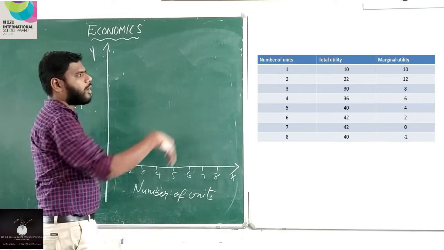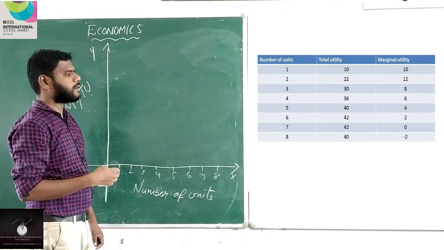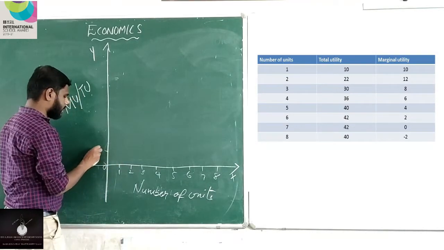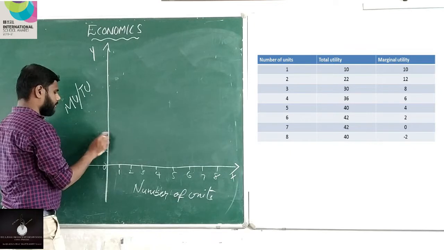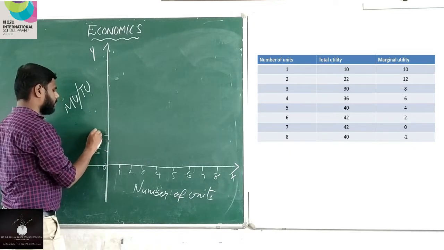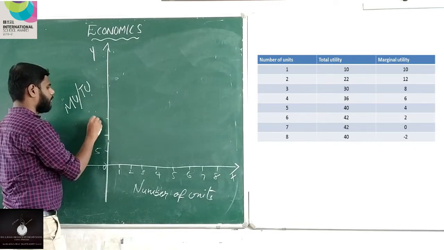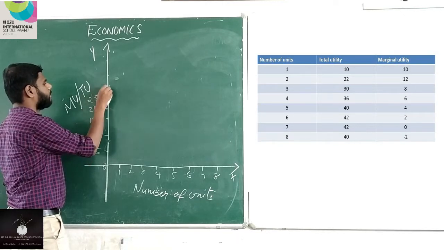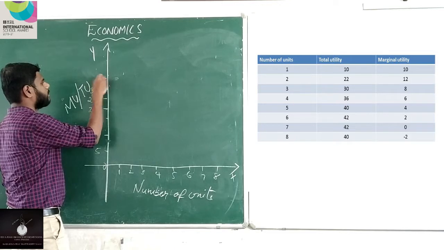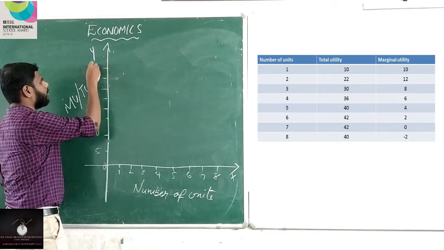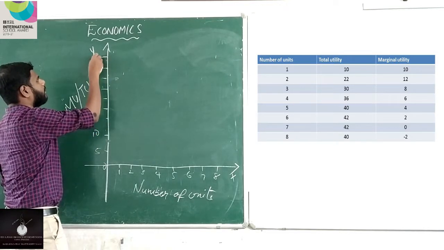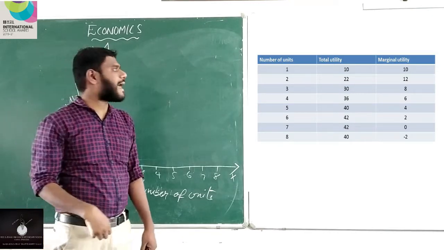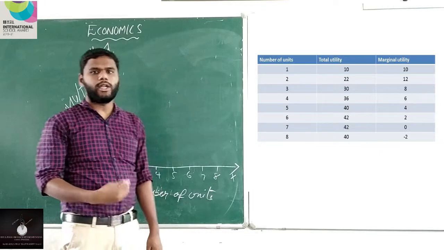Then the total utility and marginal utility is this. So accordingly, we have to take the values. We can take 5, 10, 15, 20, 25, 30, 35, 40 and 45. Now, first we can plot the values of total utility.